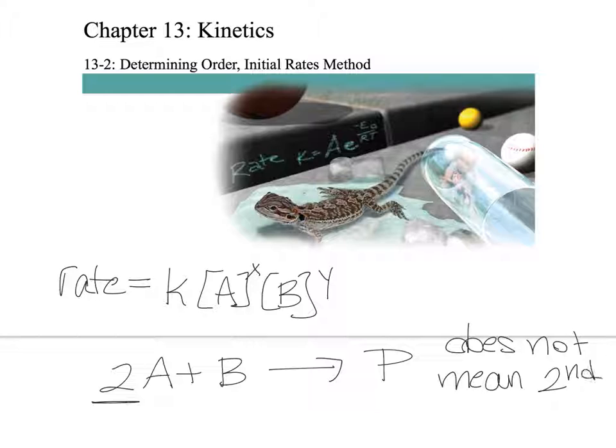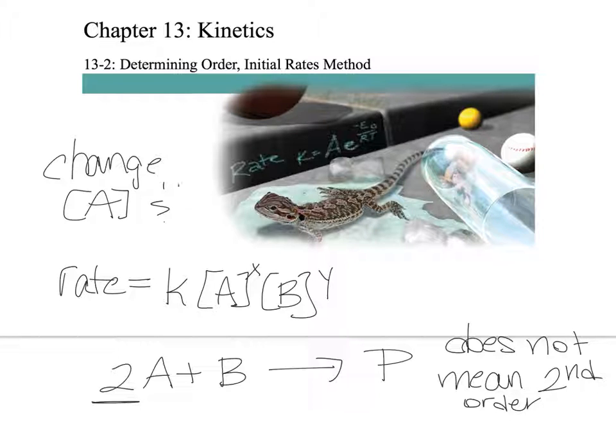The only way for me to do this is to set up an experiment, and we will want to change the concentration of A and B, and then make some observation about rate. Does it go up? Does it stay the same?